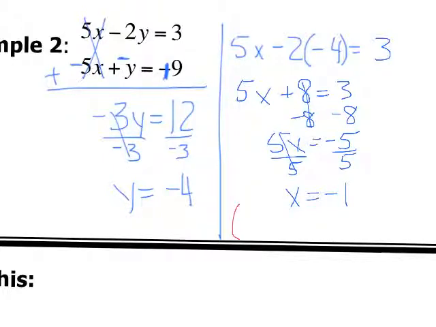I don't want you to fall into the trap of putting negative 4, comma, negative 1. What might make you want to do that? Because you solved for y first. Yeah, you did negative 4 first and then negative 1 second, so you might want to put them in the ordered pair that way. Don't fall into that trap. It's always x, comma, y, regardless of what you solve for first. So I have negative 1, negative 4.